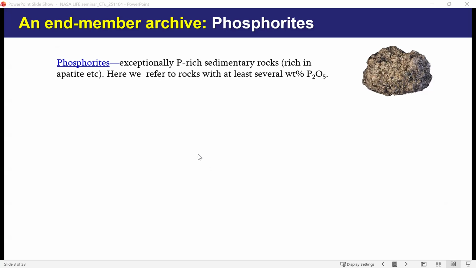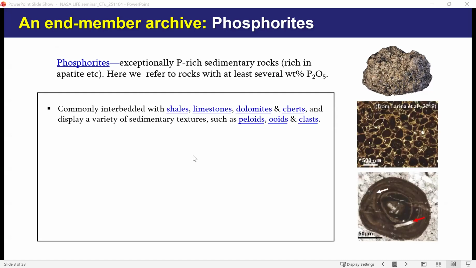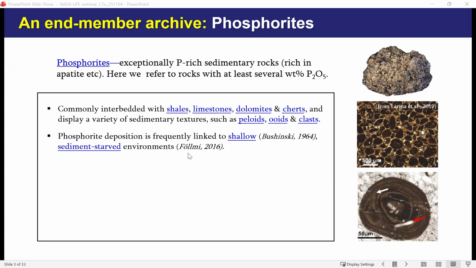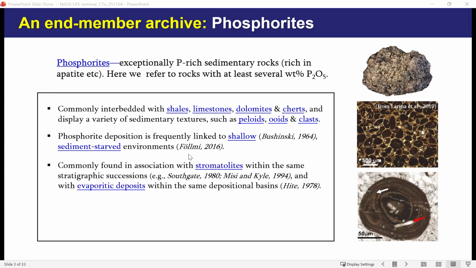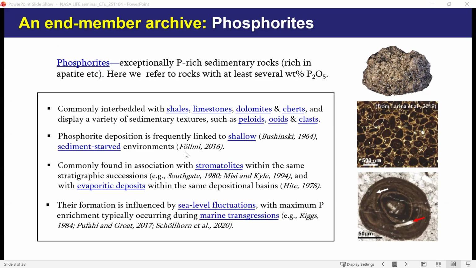Here we refer to rocks with at least several weight percent of phosphorus oxides. They are commonly interbedded with shales, limestones, dolomites, and chert, and display various sedimentary textures, such as colloids, ooids, and clasts. Phosphorite deposition is frequently linked to shallow and sediment-starved environments, and they're commonly found in association with stromatolites within the same stratigraphic successions and with evaporative deposits within the same depositional basins. Deposition is influenced by sea level fluctuations, with maximum phosphorus enrichment typically occurring during marine transgressions.